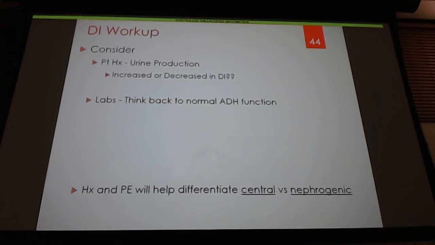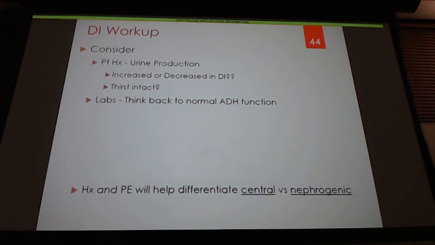Okay, same workup. The patient has a history of urine production and DI. Is their urine increased or decreased? Yeah, exactly. And we would care about the thirst in this, right? Because if they're not able to drink water or the thirst receptors aren't intact, then we get worried about hypernatremia.